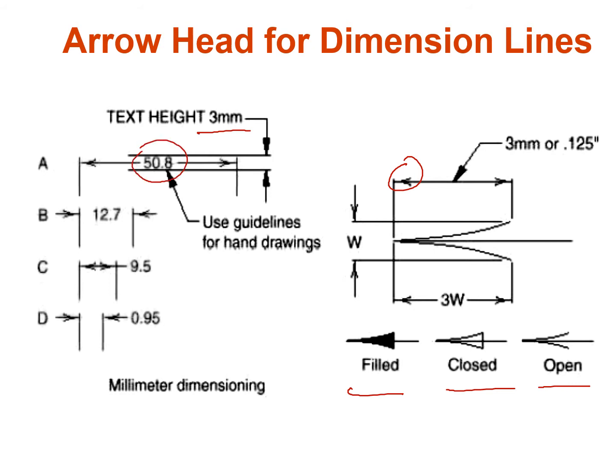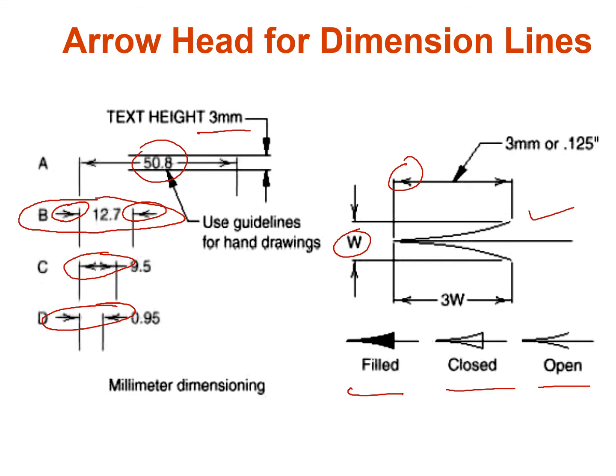These are again according to different standards, and the text height again is 3 mm for dimensions. You can also represent a dimension like this. You can put the dimension lines outside the extension lines, or you can place them inside, and similarly in here. So these are the different features of an arrowhead that are going to be used for dimensioning. If this is the width of the arrowhead, then the length of the arrowhead will be 3 times the width. These are the ANSI standards that are going to be used for the arrowheads for dimension lines.